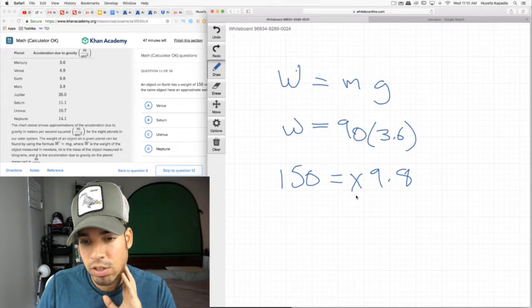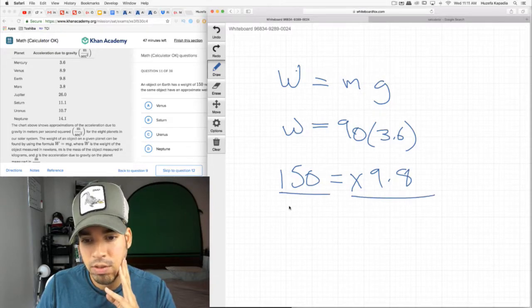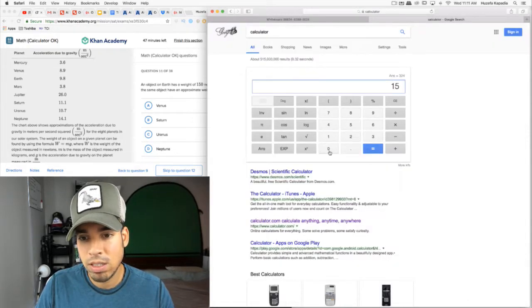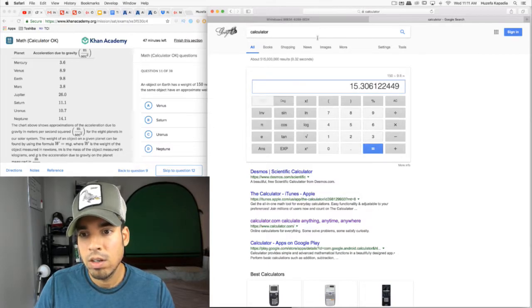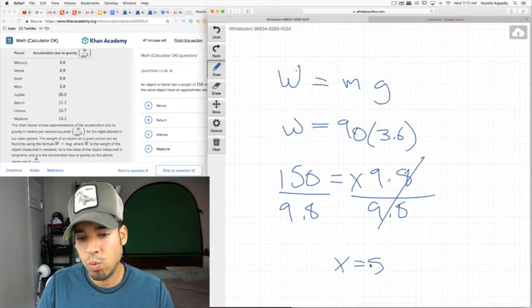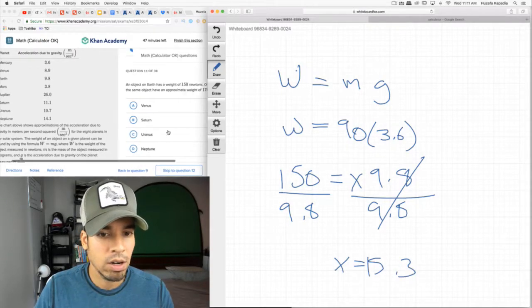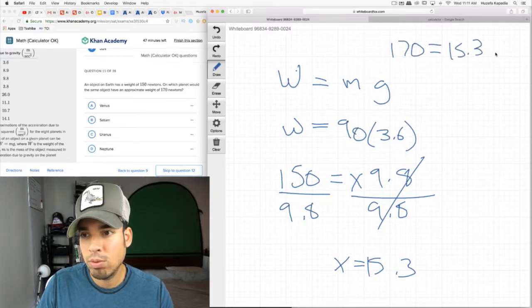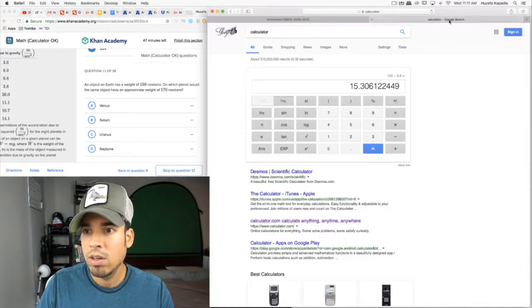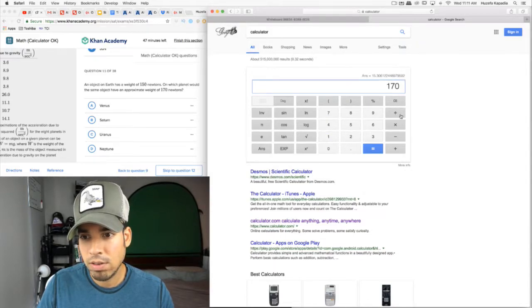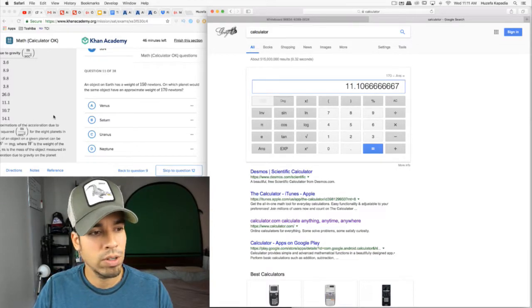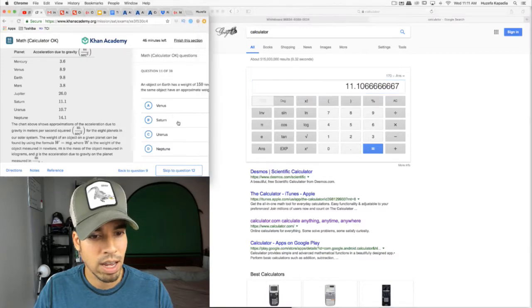Okay, watch this. So we're going to solve for the mass. Divide by 9.8, 9.8. This is going to be about 15 because it's like dividing by 10, but let's get it more precisely. It's 15.3. So the mass is 15.3. So on which planet are we going to have a weight of 170 newtons? So 170 equals 15.3 times some constant, which we have to solve for. Divide by 15.3, divide by 15.3. And then 170 divided by 15.3 is 11.1. This is our gravity constant. So we need to look over here and see which one has a gravity constant of 11.1, and that's Saturn.